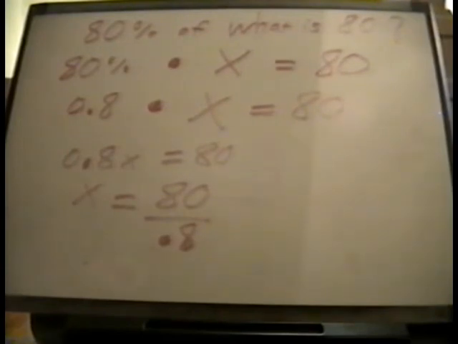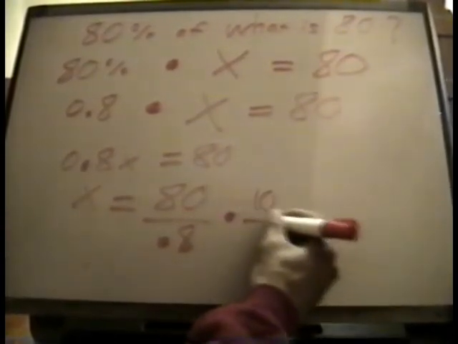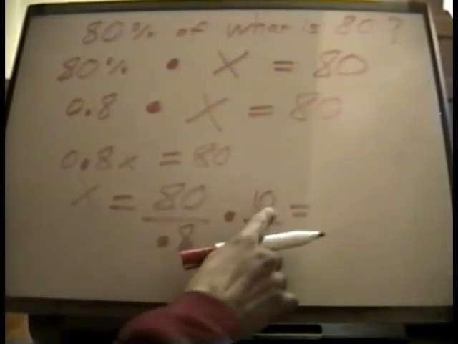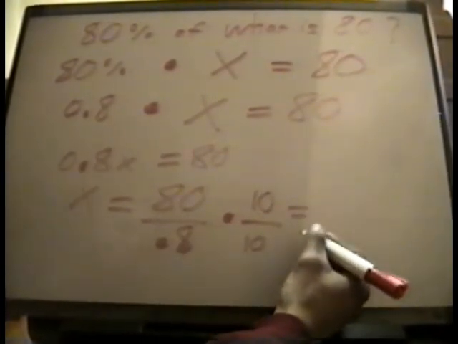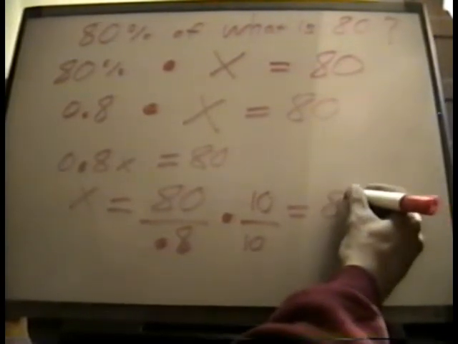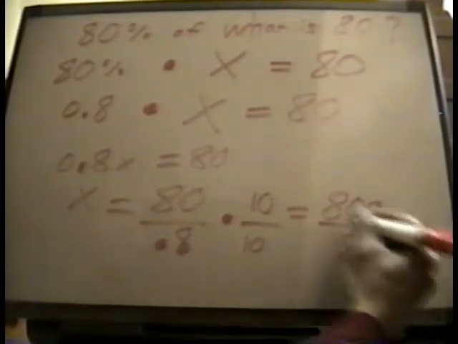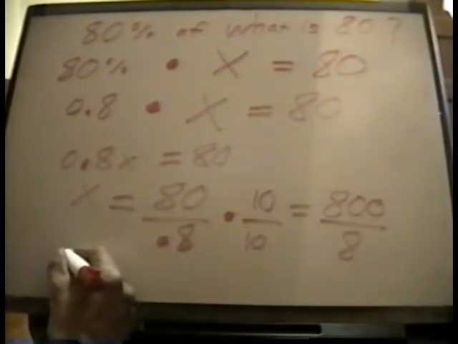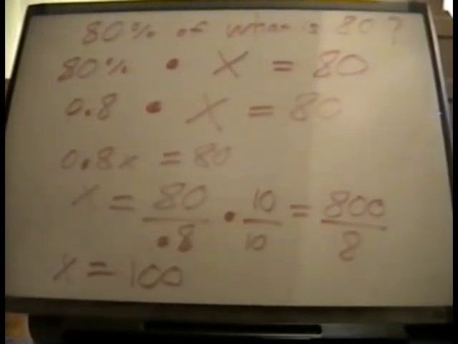both the top and the bottom by 10, which is like multiplying by 1, so it does not change the number. So it gives us 800 over 8. And that's equal to 100. So we have our x is 100.